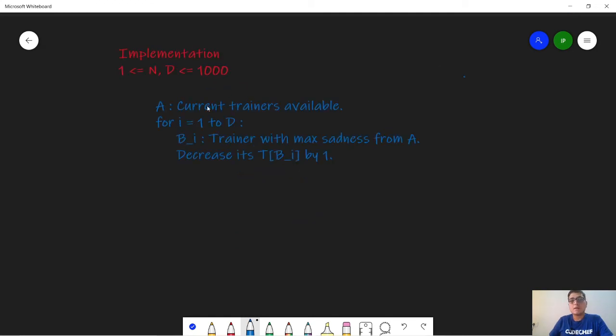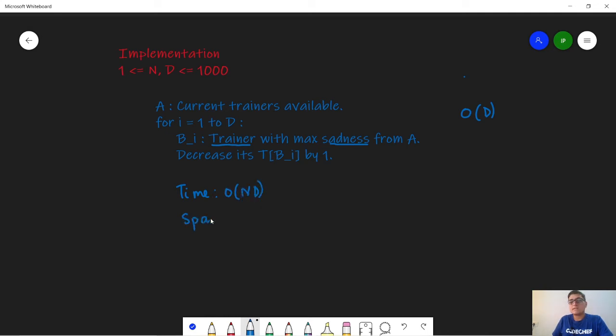For the implementation, we will iterate over all the days from 1 to capital D, and on each day we will calculate the trainer that has the maximum sadness, and we will decrease its T of I by 1. So coming to complexity, since we are iterating from 1 to D, we will do order of D operations, and with each I we will calculate the trainer that has maximum sadness. In the worst case, we can have all the n trainers. Hence, the final time complexity is order of n into d.